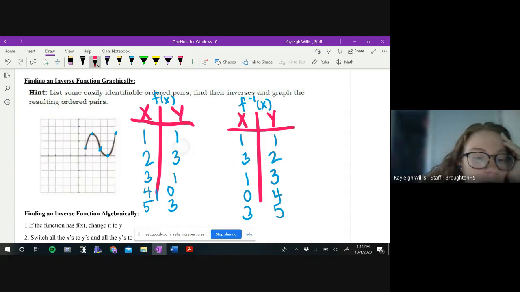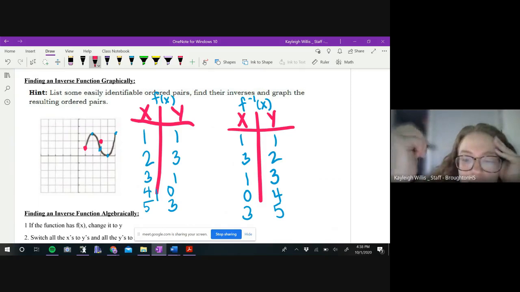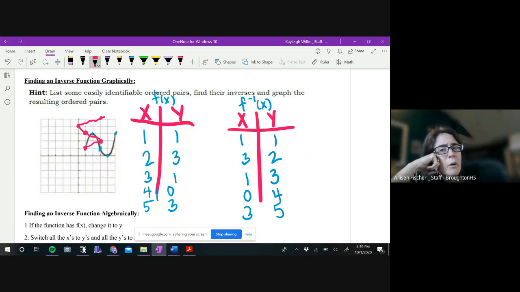So we have (1, 1) still right there. (3, 2) is right here. (1, 3) is here. (0, 4). And then (3, 5). So this curve. Oh, that's beautiful.